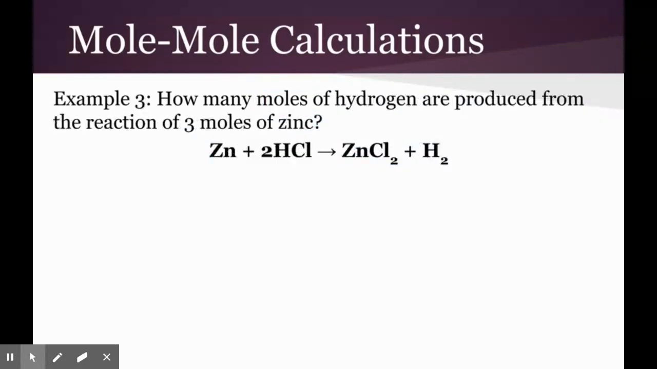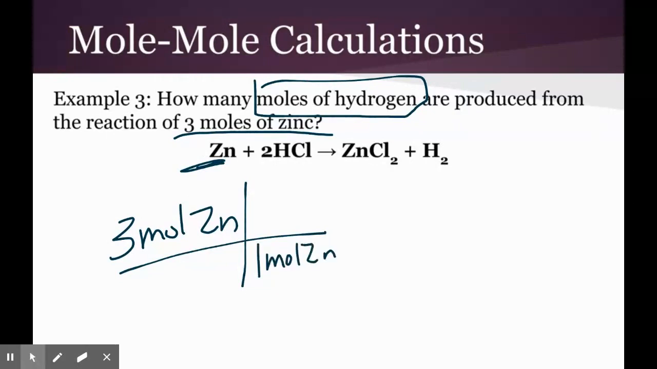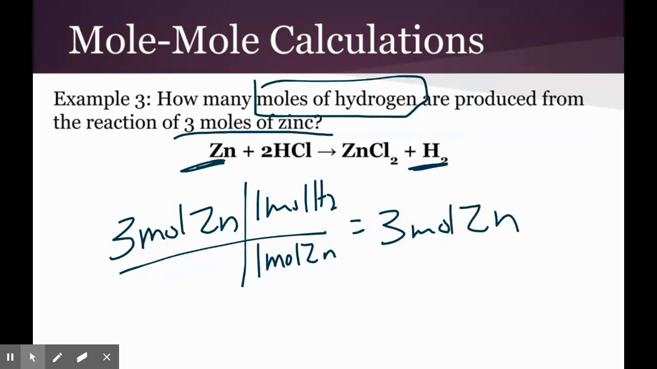And our last example problem says how many moles of hydrogen are produced from the reaction of 3 moles of zinc. So 3 moles of zinc is our given information. Moles of hydrogen is what we're looking for. So start by writing your given information and your T-chart. And we need to put moles of zinc on the bottom, there's 1 mole of zinc, and moles of hydrogen on the top, and there's 1 mole of hydrogen. So we're left with 3 moles of zinc.